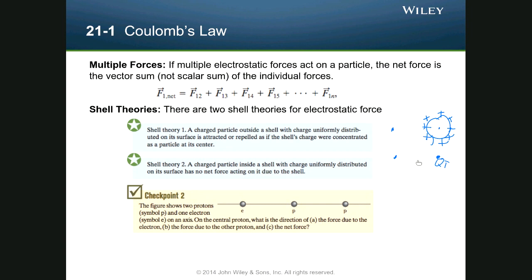Now, the second shell theory states that there's no electric field on a particle inside here. It has no net force acting on it due to the shell. So that's what these two shell theories say. I hope that makes a little more sense. But if not, remember this is being recorded. You can go back and play the initial part and the repeat, and hopefully that makes sense.